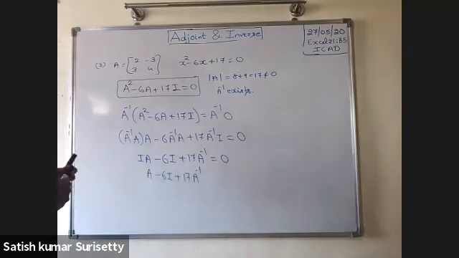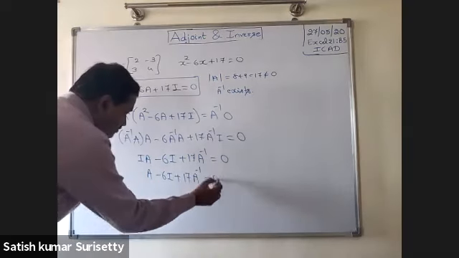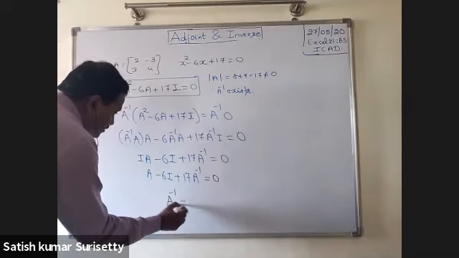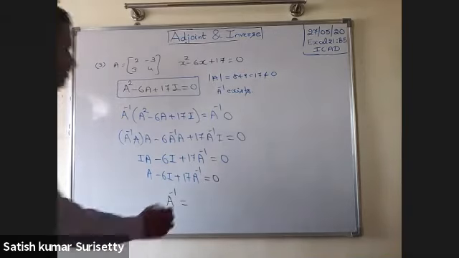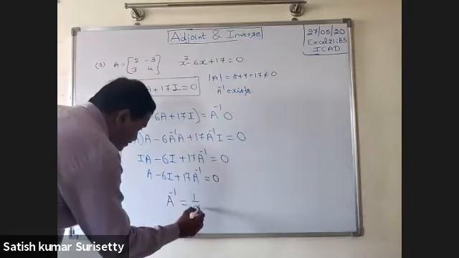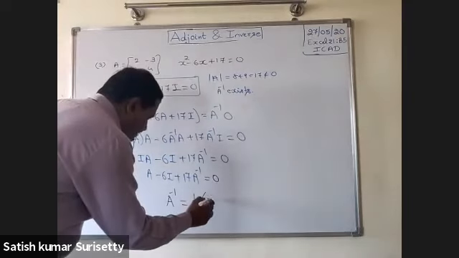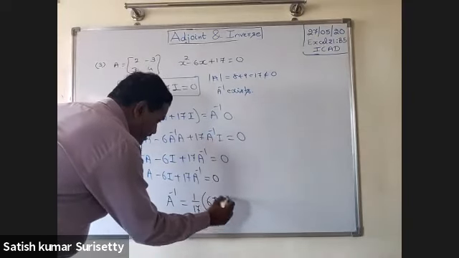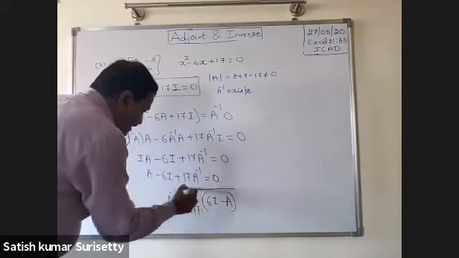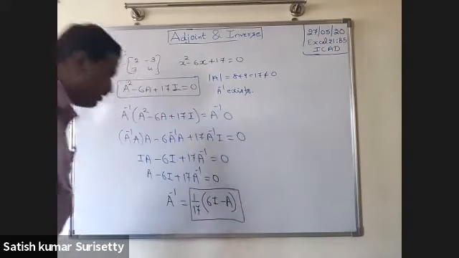So A inverse equal to 1 upon 17 into 6I minus A. Now calculate the right hand side. That will be the inverse.